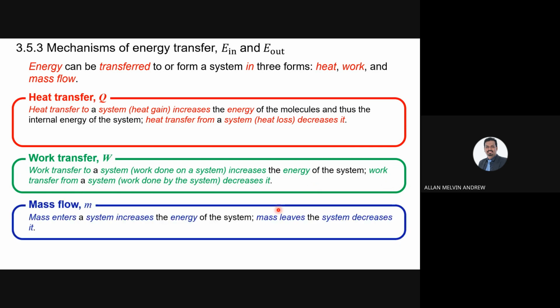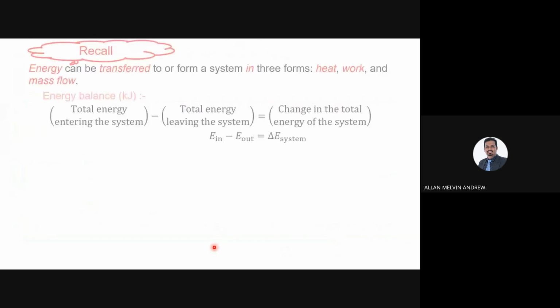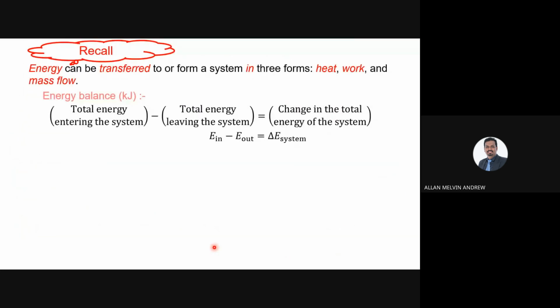Mass flow is also the same. Mass entering a system increases the energy of the system. Food is entering your body, so your energy will increase. When you are sweating or a lot of toxins are leaving your body, the energy of the system will decrease. This is a lot of repetition, just to emphasize.